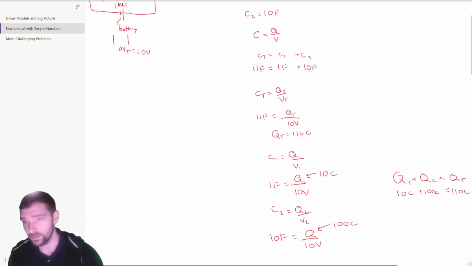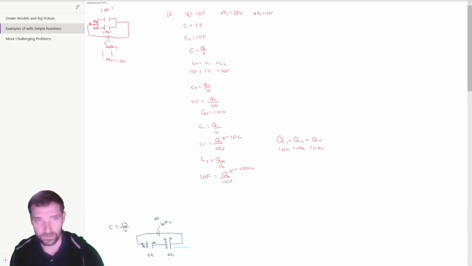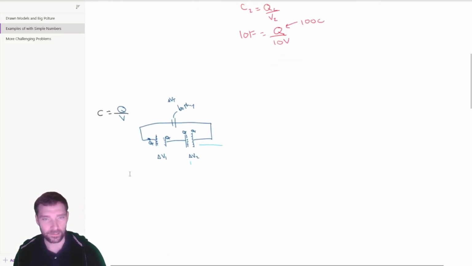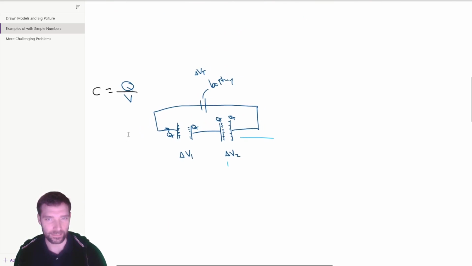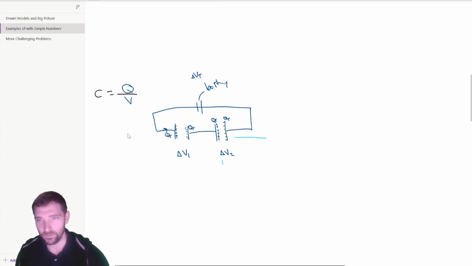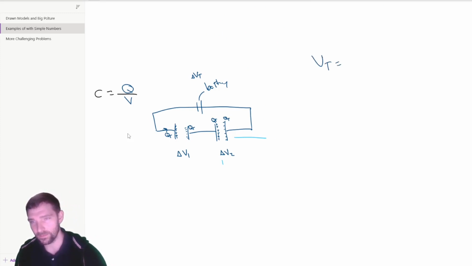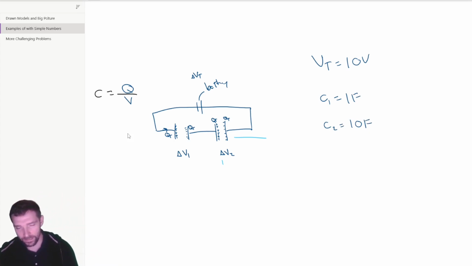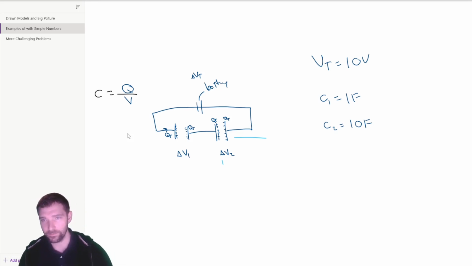So that's one way of doing the math, just to see how this works with the two capacitors that are parallel. It is unfortunately a little bit more messy when we're doing the inverse formula, but it is doable. So let's look at the same sort of thing. We've got this voltage difference of 10 volts, and let's say that capacitor 1 is 1 Farad, capacitor 2 is 10 Farads. Let's think through this problem. It's going to be very similar, but a little bit different.